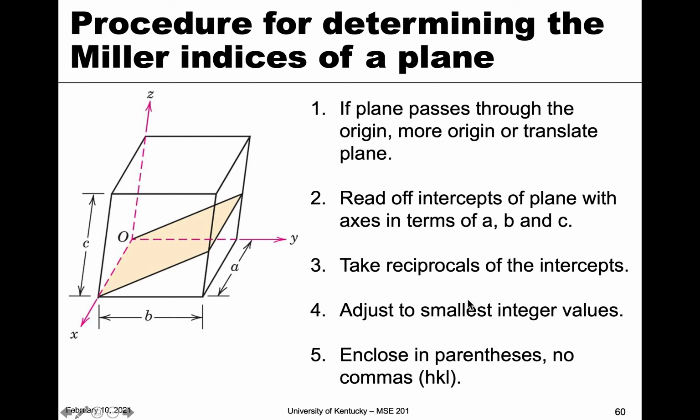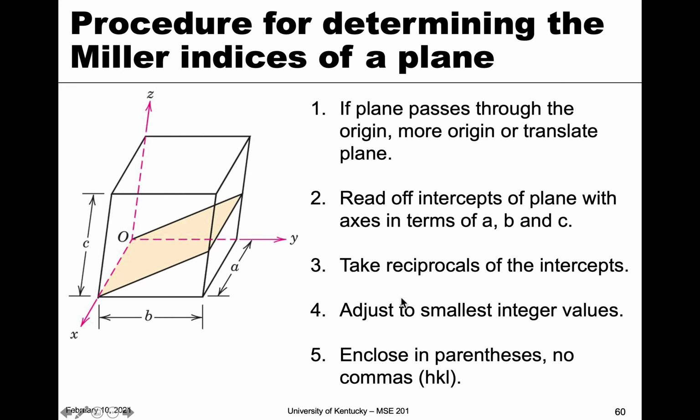And then what we're going to do is instead of doing projections like we did with a direction, we're going to look at intercepts of a plane with the axes. So we look at the axes x, y, z in this case, and we look at the intercepts of the plane with those axes. Then this is where the indices part comes in. To get a Miller index for a plane, we actually use the reciprocals. So we take the reciprocal of those values, the intercepts.